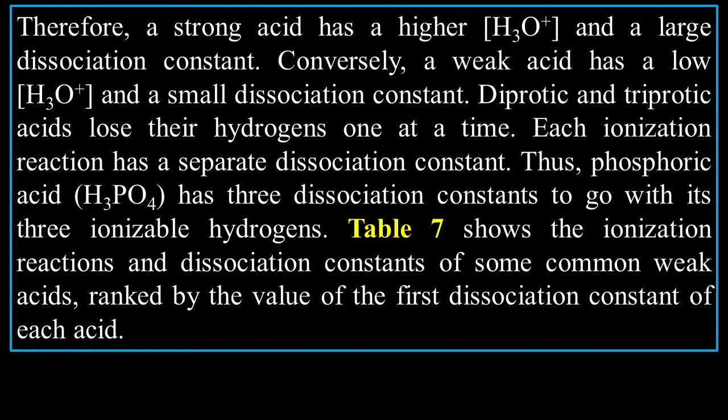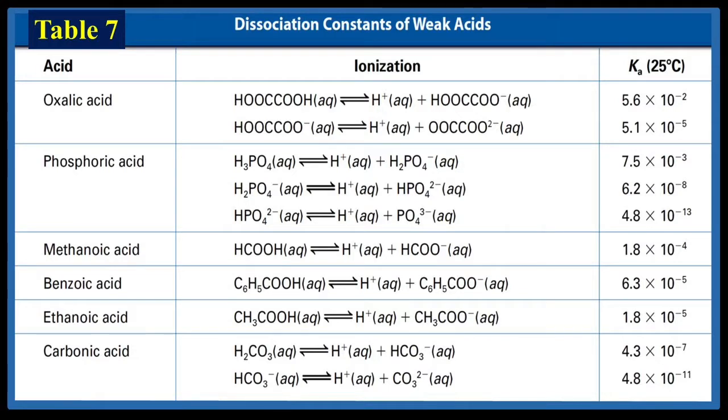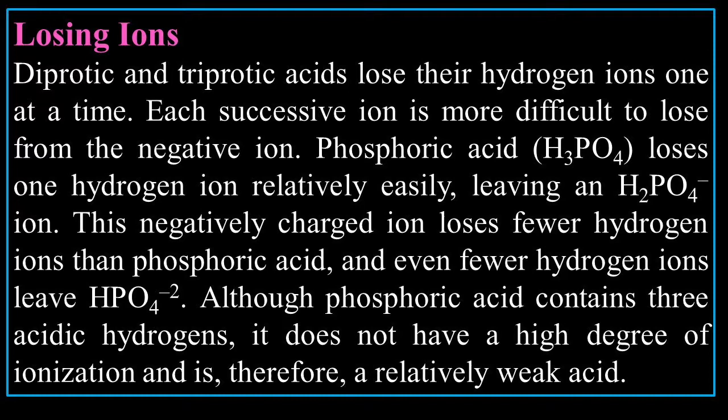And what you'll find is that the acid's first ionization energy is always the highest, and the third is always the lowest. You can see with phosphoric acid, it goes from 10 to the negative 3 down to 10 to the negative 13. Losing ions. Diprotic and triprotic acids lose their hydrogen ions one at a time. Each successive ion is more difficult to lose from the negative ion.